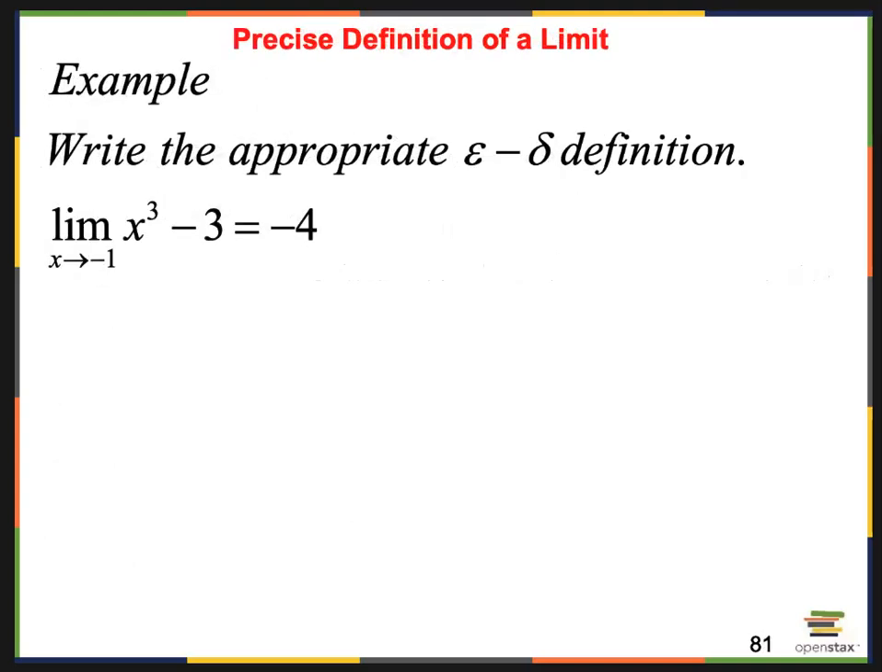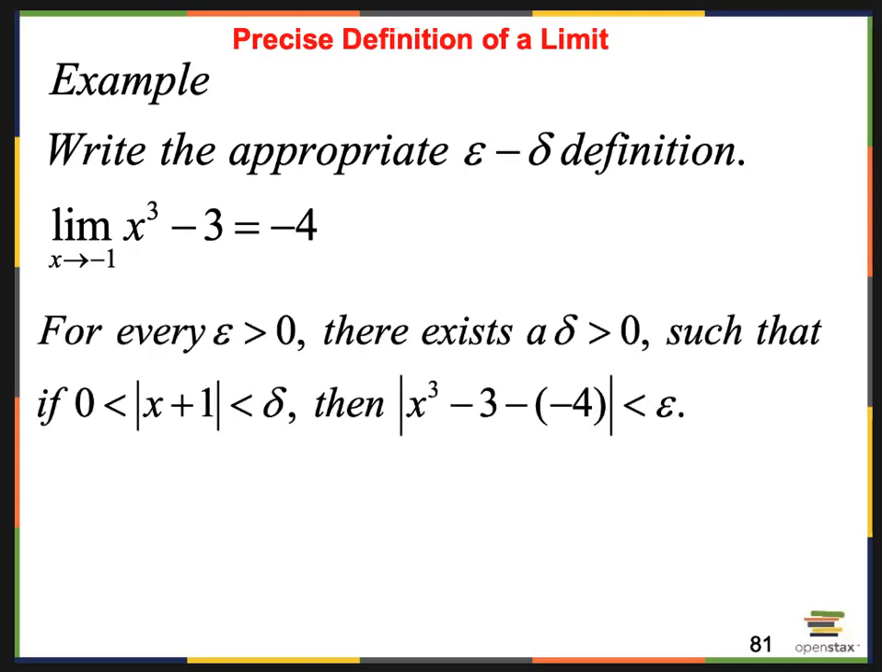Let's look at another example. Write the appropriate epsilon-delta definition. So we're just writing the definition. For every epsilon greater than 0, there exists a delta greater than 0. Now, hopefully you see a little pattern here, such that if the absolute value of x plus 1, remember what our precise definition was, it'd be x minus negative 1, x plus 1 is between 0 and delta, then the absolute value of x cubed minus 3 minus negative 4, that's f of x minus L, is less than epsilon.